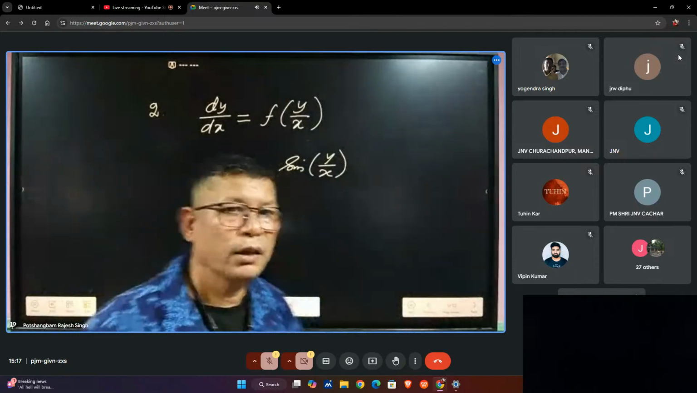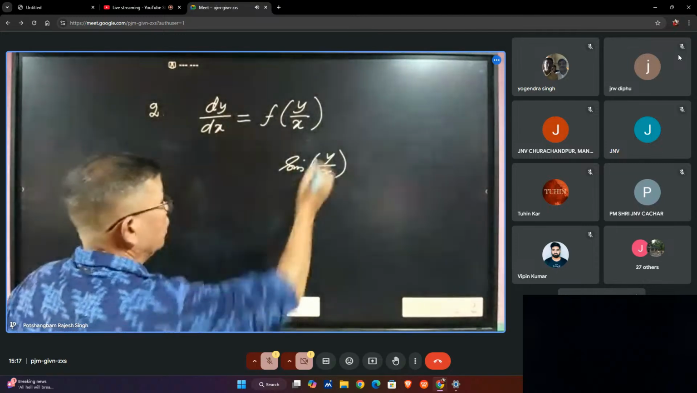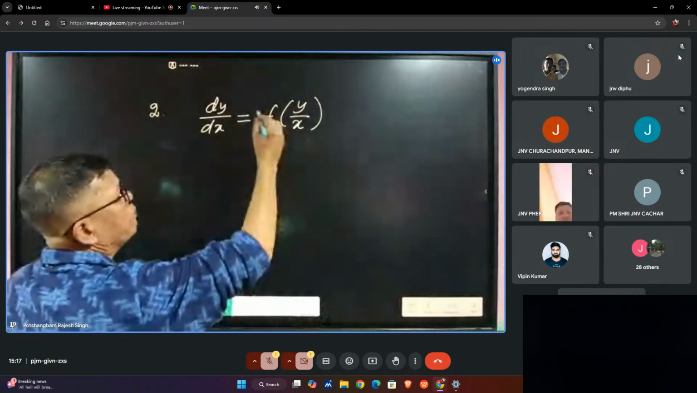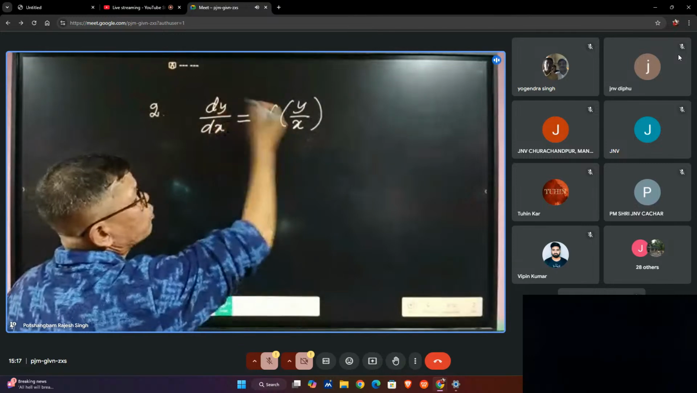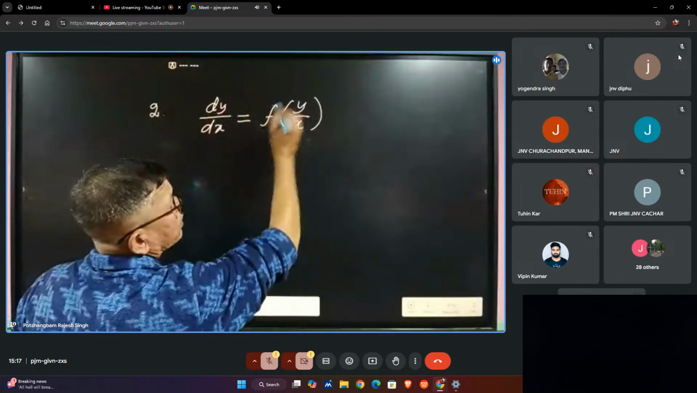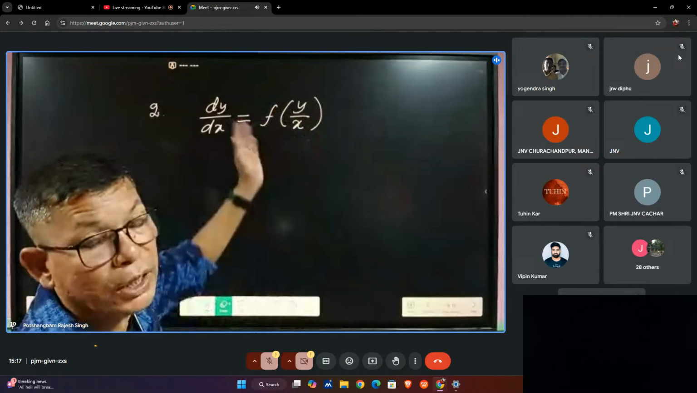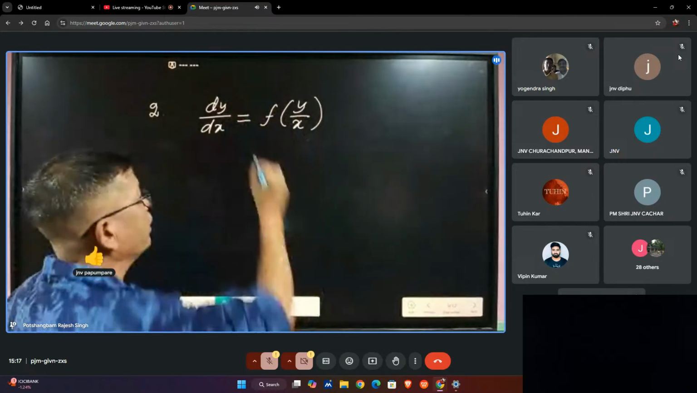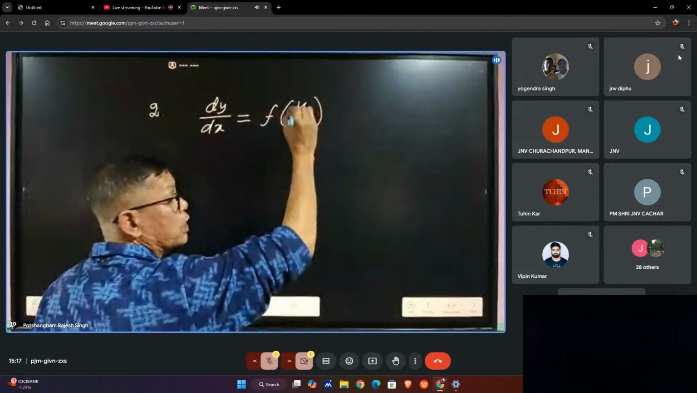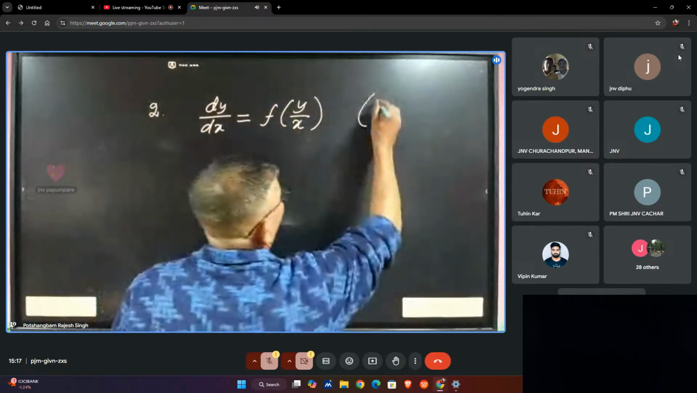If this does not happen, then we have another category. The other category is about the derivative in the differential equation. If the derivative dy by dx is able to be expressed as a function of y by x, in such a case also the differential equation is homogeneous. Let me call this type one. This is a type one homogeneous differential equation.